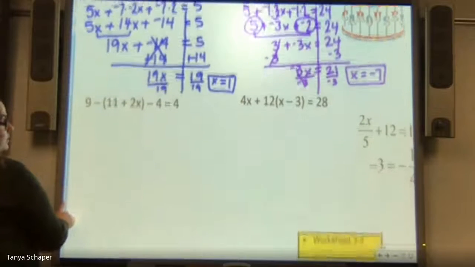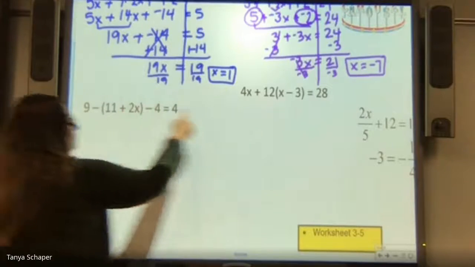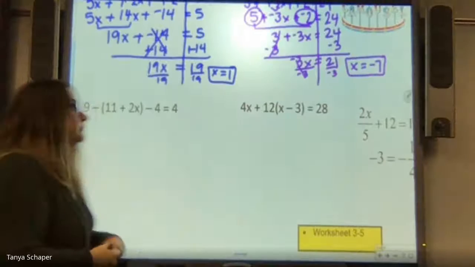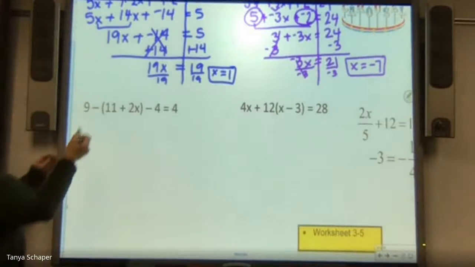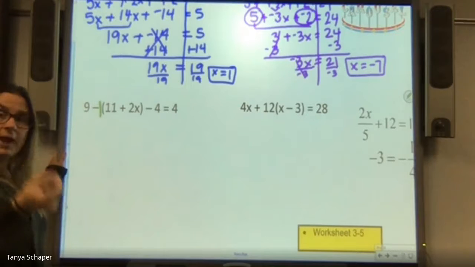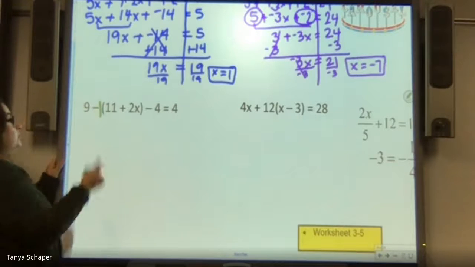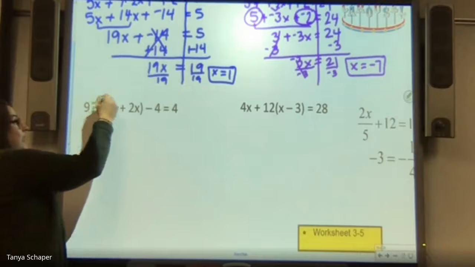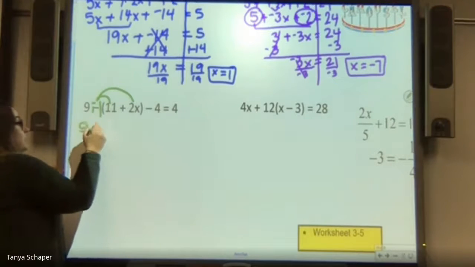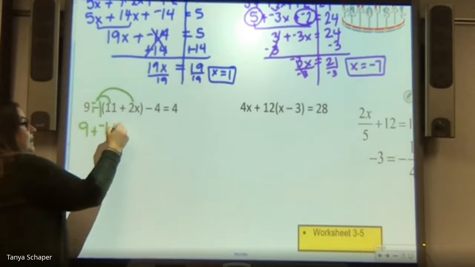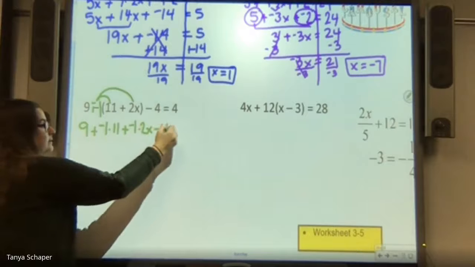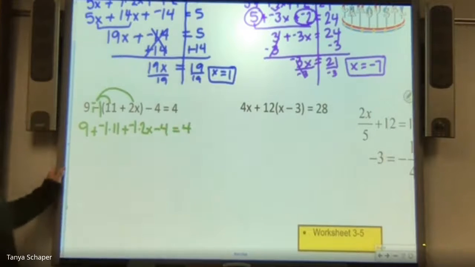Let's take a peek at these two. Again, our focus today is to really work on that distributive property first. So here we go. I don't see any number in front of here, so I'm going to put a 1. You've got to have a number attached to the parentheses before you can distribute. So -1 times each term inside the parentheses. So 9 plus -1 times 11 plus -1 times 2x minus 4 equals 4.